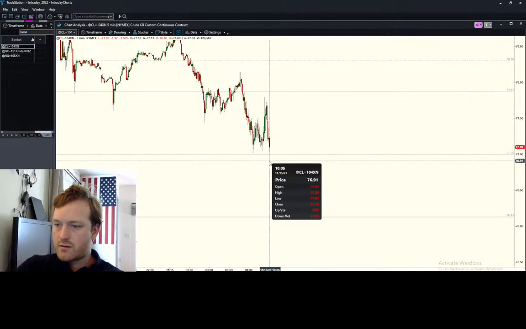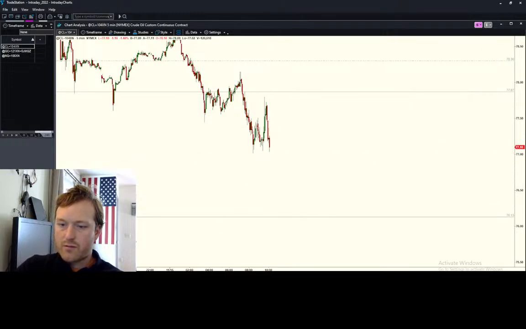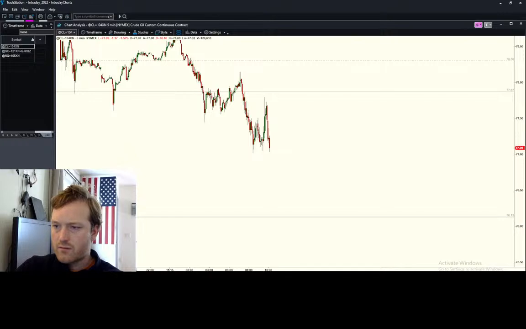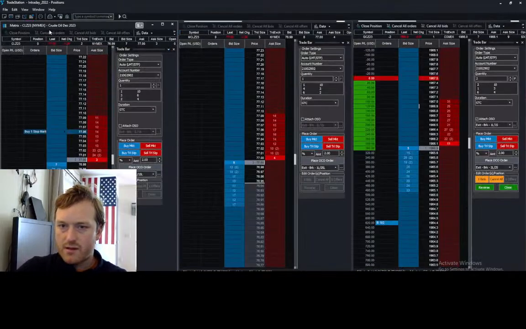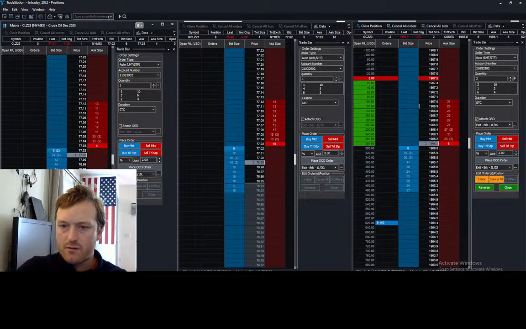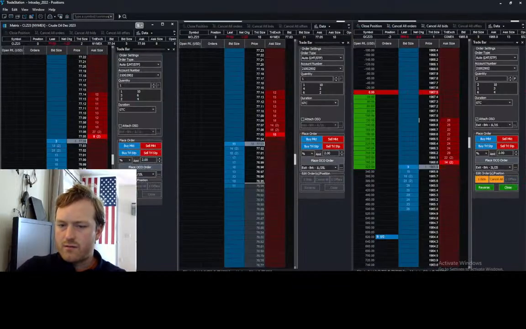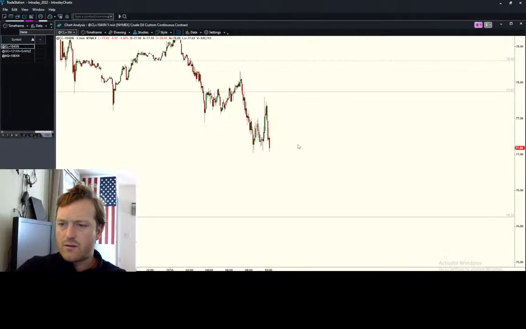It's interesting. This low was 77.04, but my stop loss was 77.02 right now. 03. This is just not the same. I don't think it's the exact same. Yeah, it's 10 cents off. Weird. What's the next one?